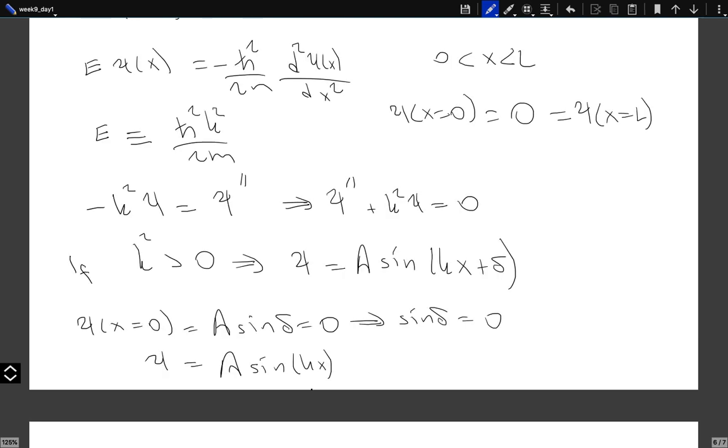Just instead of δ, put π over 2 plus some other constant. That just gives me cosine. You see, sine and cosine just differ by δ equal to π over 2. So here, δ equal to 0 is a solution. If I had started with cosine, then it would have told me that δ should be π over 2 or minus π over 2.